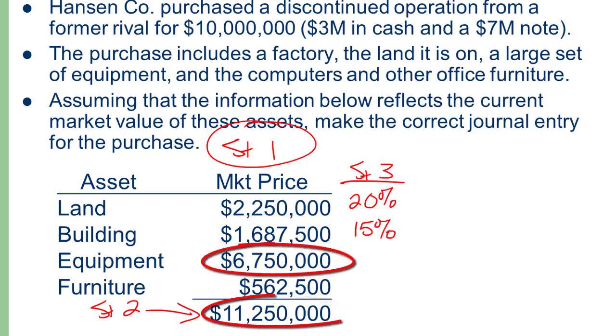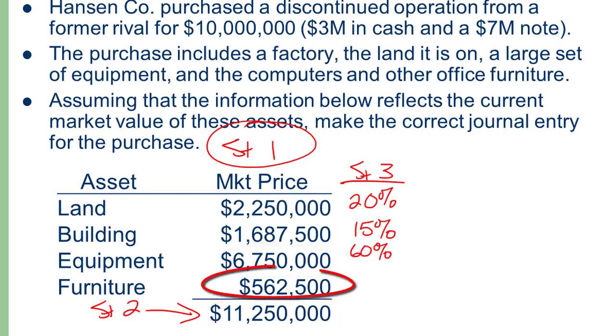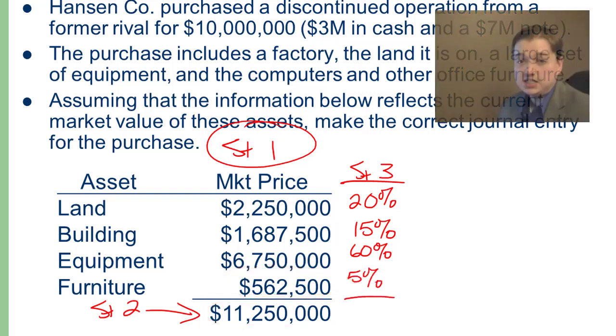6.75 divided by the 11.25, I get 60%. And the 562,500 divided by the 11,250 is 5%. Now, you don't have to do this next step.